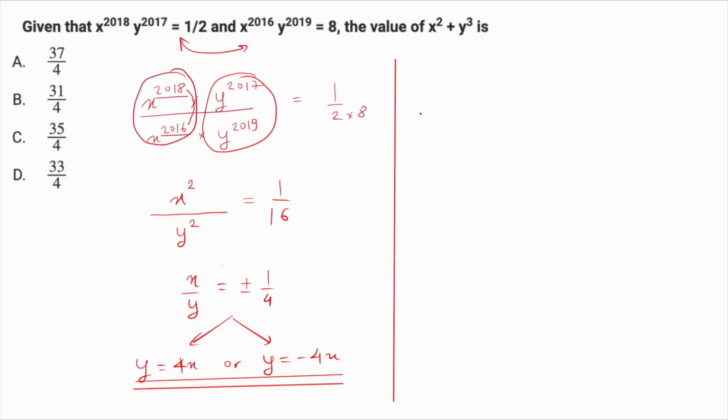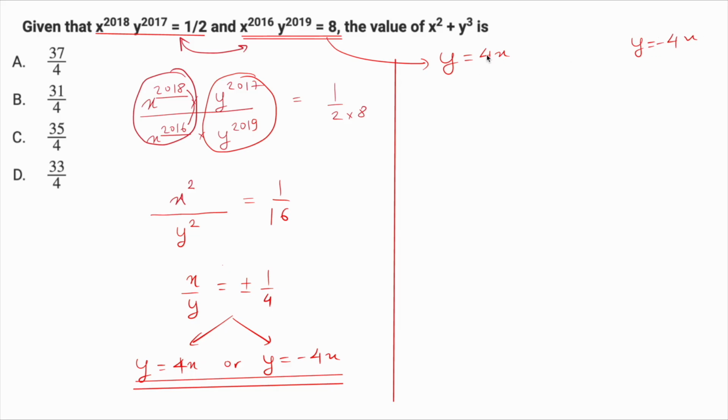Now, this value of y you can substitute in any of these two equations, the first one here or the second one here. I'm selecting the second one right now. I'm substituting y in the second equation. So y is equal to plus or minus 4x. We'll first put y is equal to 4x, and then we'll put y is equal to minus 4x to see what we are going to get.